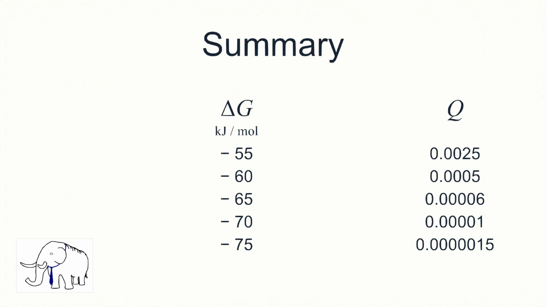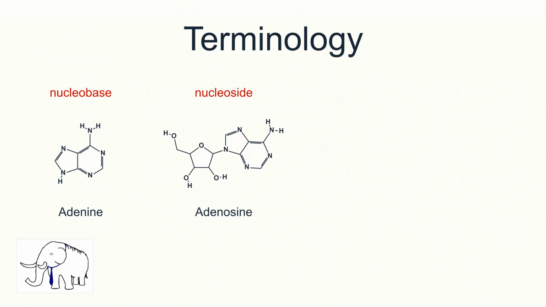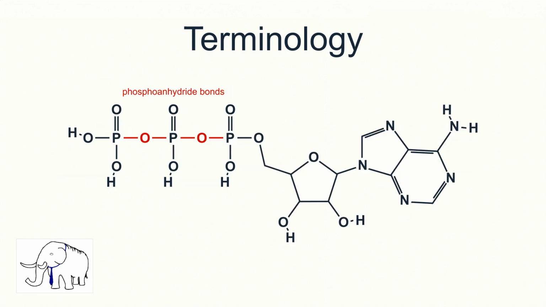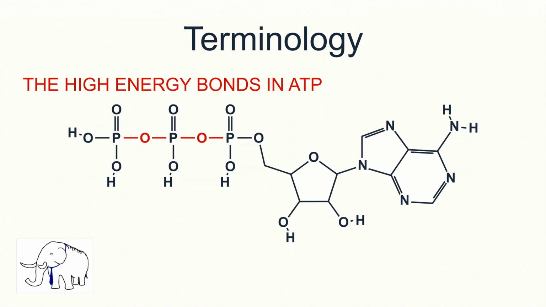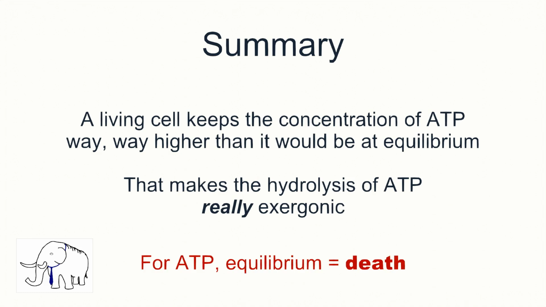Summary. We did some terminology: nucleobase, nucleoside, nucleotide. The phosphoanhydride bonds are the high-energy bonds in ATP. And under biologically plausible conditions, the delta G for the hydrolysis of ATP can be from around negative 50 kilojoules per mole to maybe something more like negative 75 kilojoules per mole.